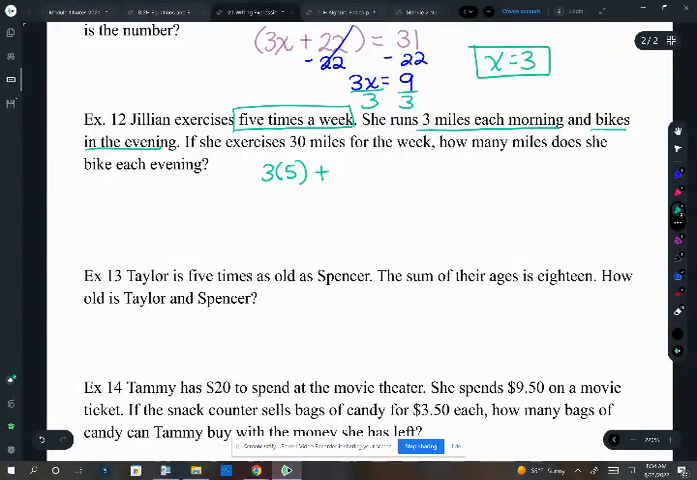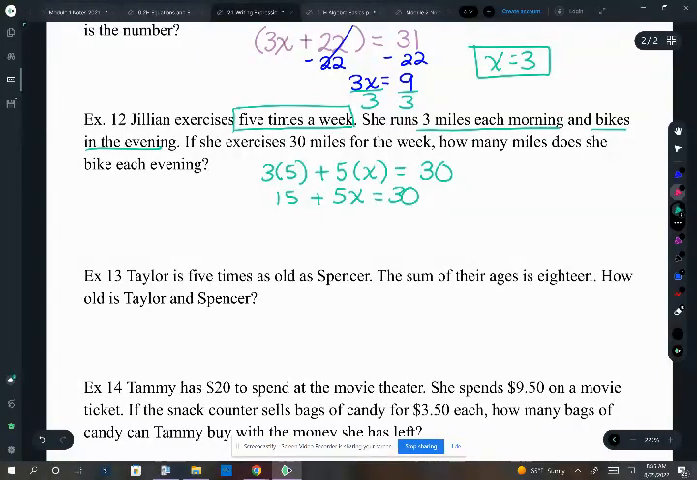Okay. And then she's also biking 5 times a week, but we don't know how far she's biking. But we know that for the total week, she is going to run or bike 30 miles. So again, 3 miles 5 times a week plus 5, because we exercise 5 times a week, times how many miles she bikes. So we're going to solve now.